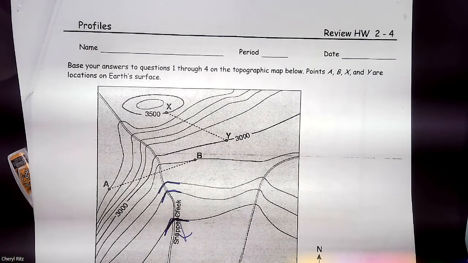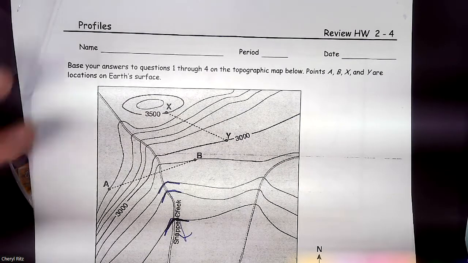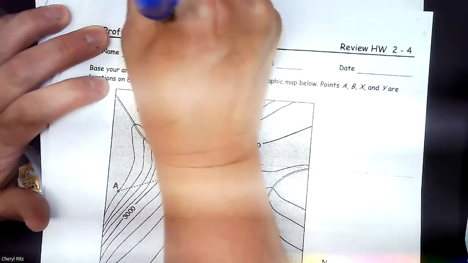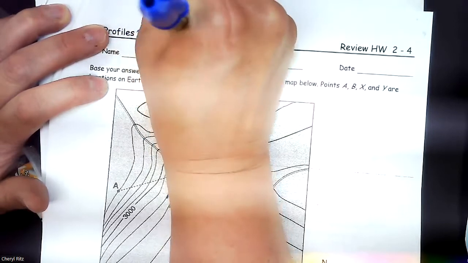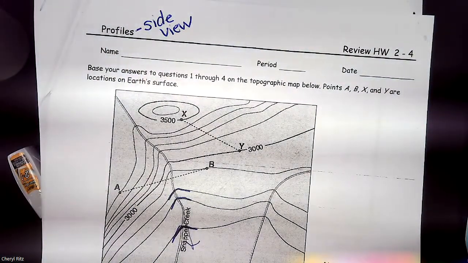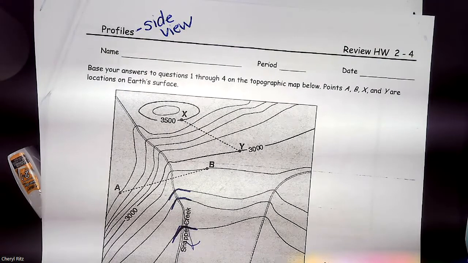Okay, so it is, yes, it is all of those things. But in earth science, when I say a profile, I mean a side view. So I want to know what this hill looks like if I look at it from the side. And this is where it's like a graph, but not quite a graph. We've got to draw the shape of this hill.